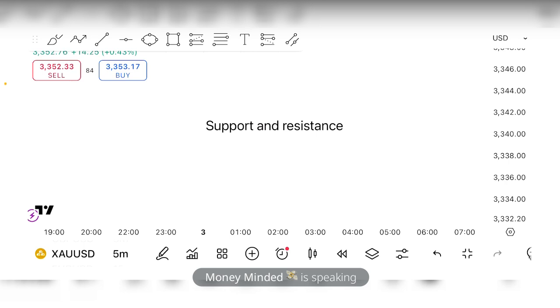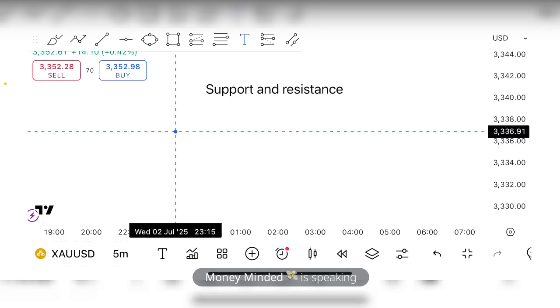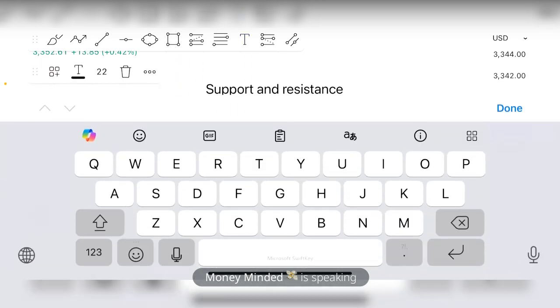So let's assume this now. Automatically, we know support can become resistance, and resistance can become support. I will break this down for you. Let me write it out a little bit. Imagine support like this. Support, okay.